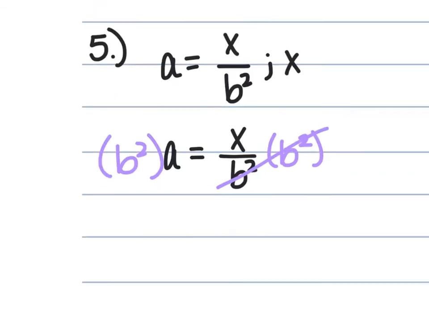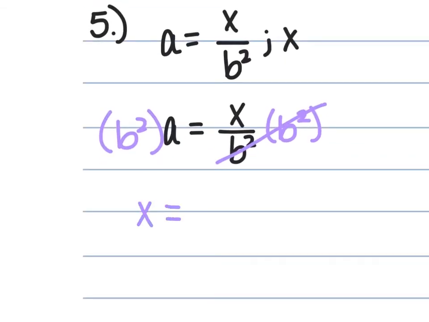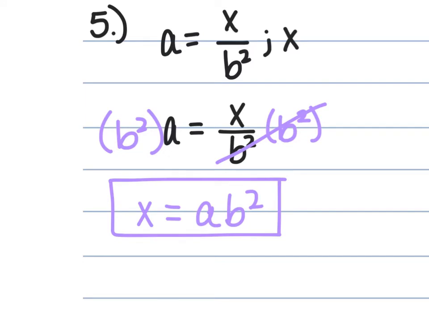So on that right side, they cancel out. You're going to only be left with x on that side, and then you have a times b squared, which is just ab squared on the other side. So x is equal to ab squared.